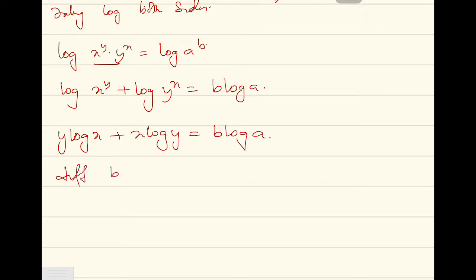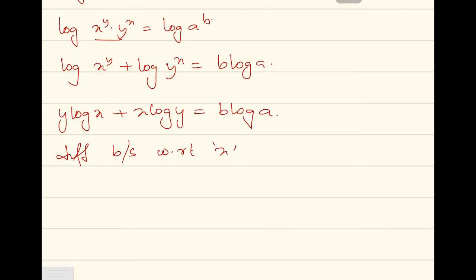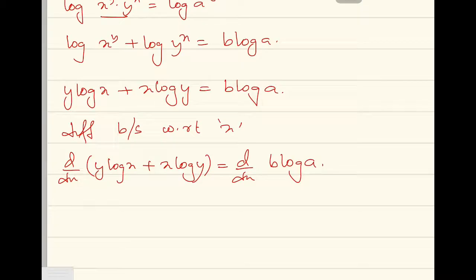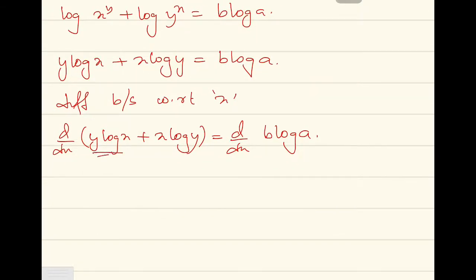Now time to differentiate. So differentiating both sides with respect to x. Now I can differentiate because it's quite simple, correct? d/dx of y log x plus x log y equals d/dx of b log a. Can I do that? Okay, so let me put it in bracket. Now let's simplify this. I think I'll have to apply product rule here. So what would be the product rule, everyone? Log x into d/dx of y plus y into d/dx of log x.